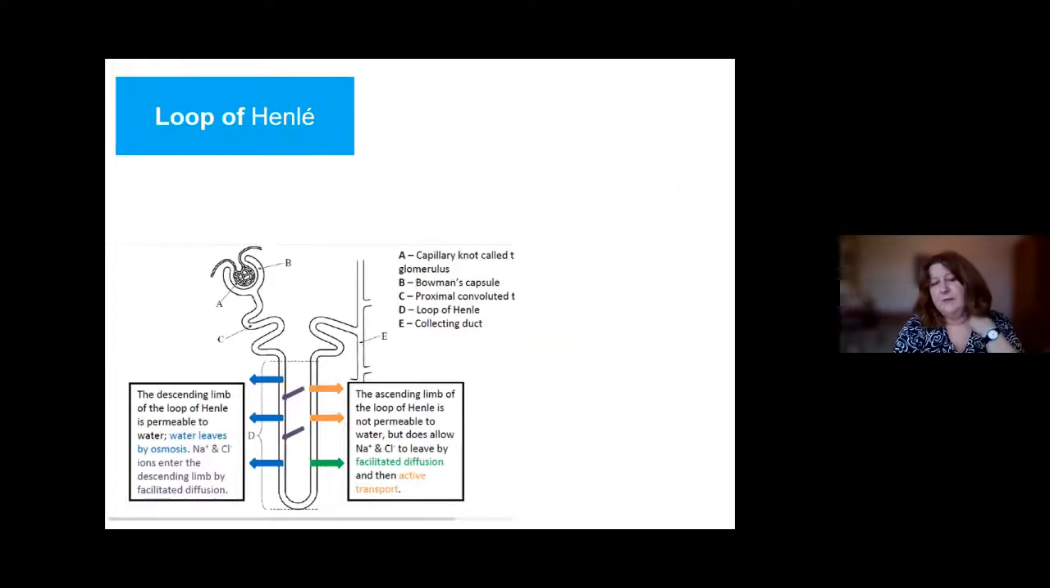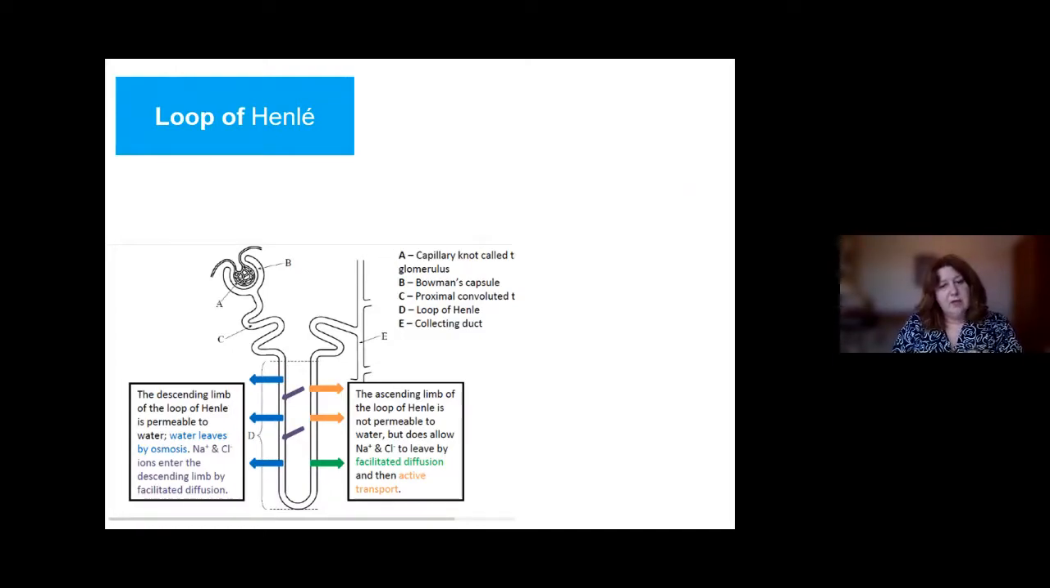So let's have a little look at the features there. Again, you may recognise this diagram here. I'm sure you've seen something like this where you may need to recognise the parts of it. We've essentially got a nephron with its collecting ducts on the right hand side, and we've got our descending limb, which you need to remember is permeable to water, so water can leave it by osmosis, and it's possible for sodium and chloride ions to enter it by facilitated diffusion.